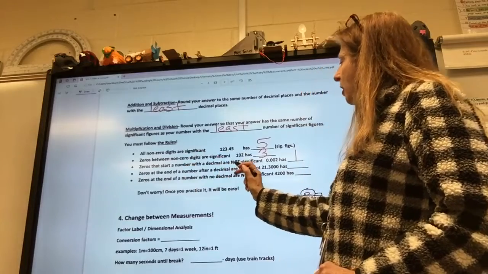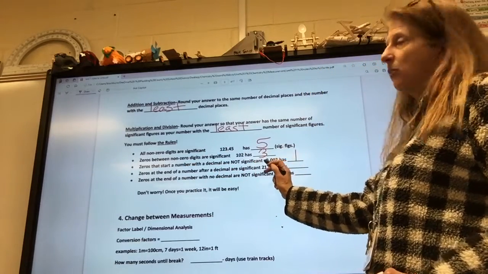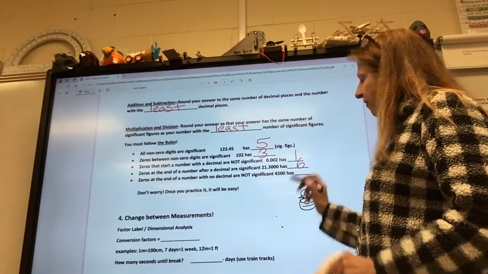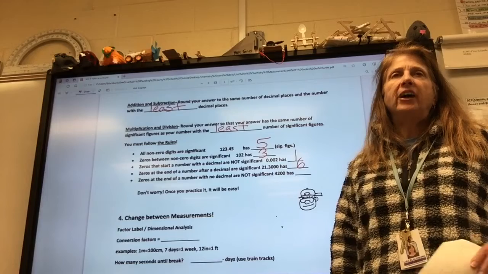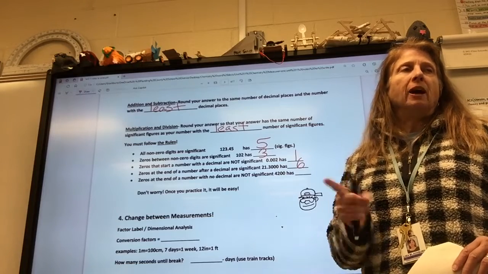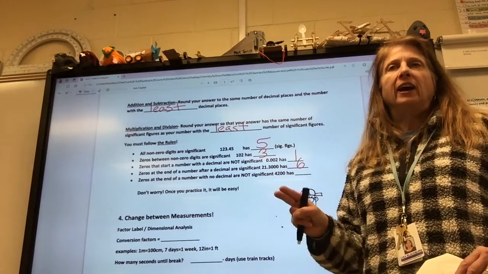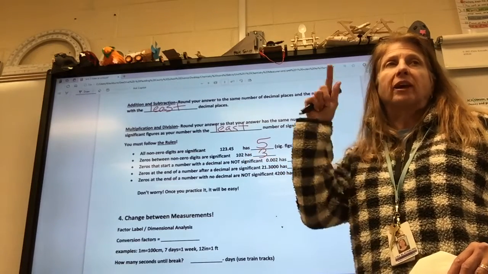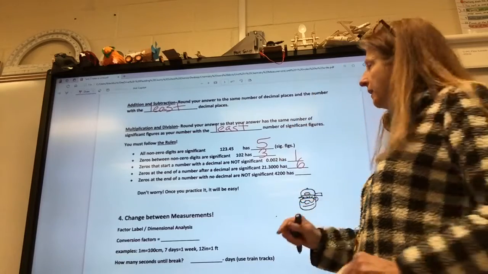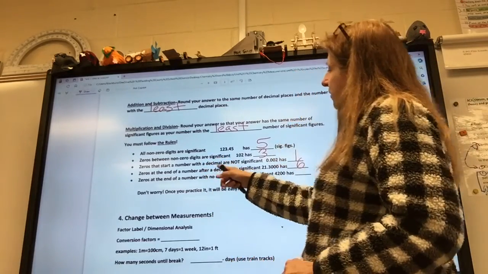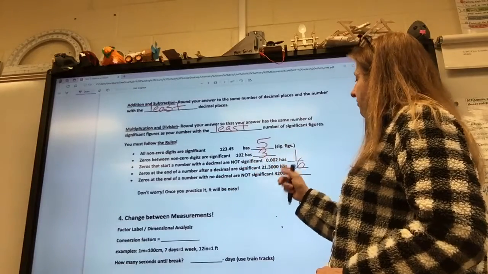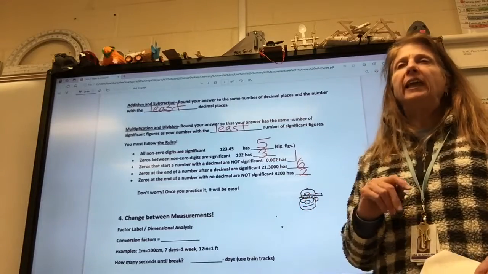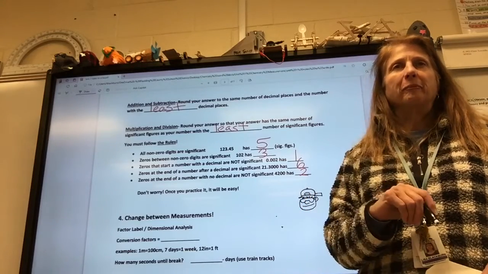Zeros at the end of a number after a decimal count. They are significant. So 123.000 has 6 significant figures. Zeros at the end count. Non-zeros count. Zeros in the middle count. Zeros at the beginning don't count. Zeros at the end after a decimal count. Good? Okay, last rule. Zeros at the end of a number with no decimal are not significant. So 4,200 has 2. Zeros at the end with no decimal don't count.